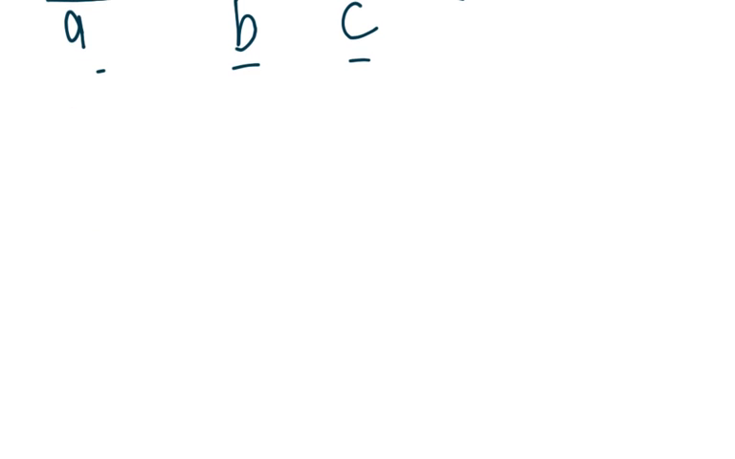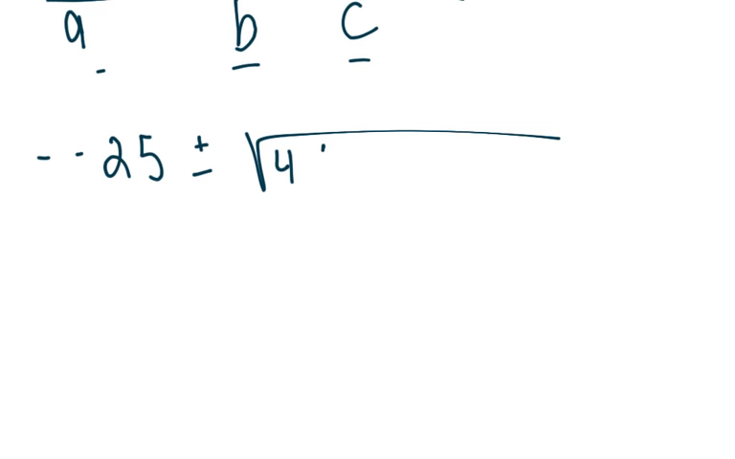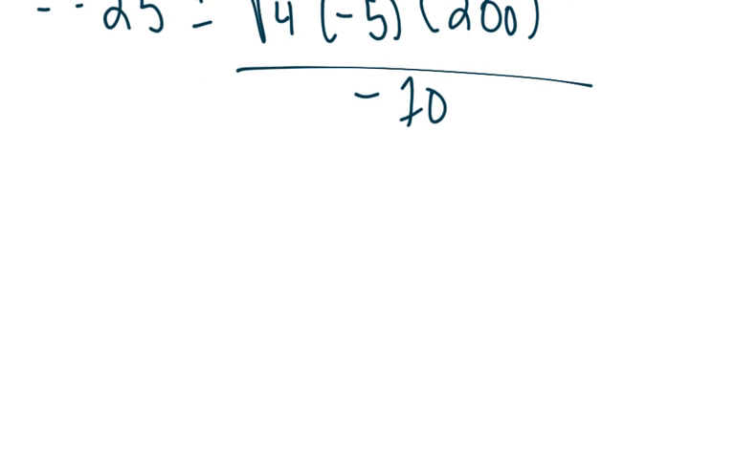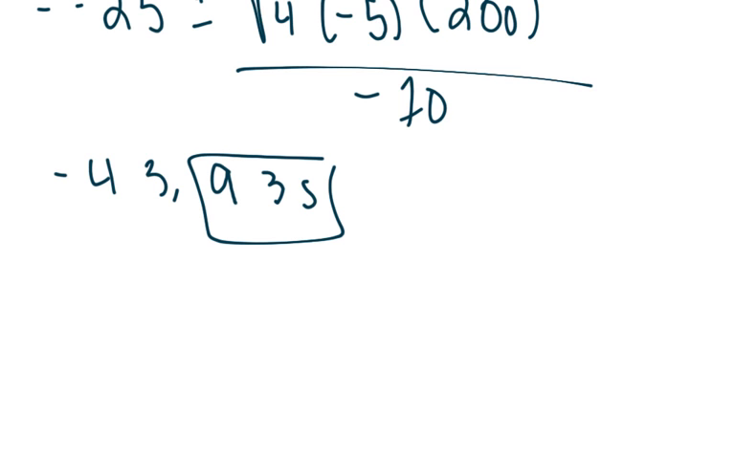So in doing that, we get negative b plus or minus the square root of b squared minus 4 times negative 5 times 200, over negative 10. And by doing that, we get these two points, negative 4.3 and 9.3 seconds. But since seconds are only positive, we go with this one.